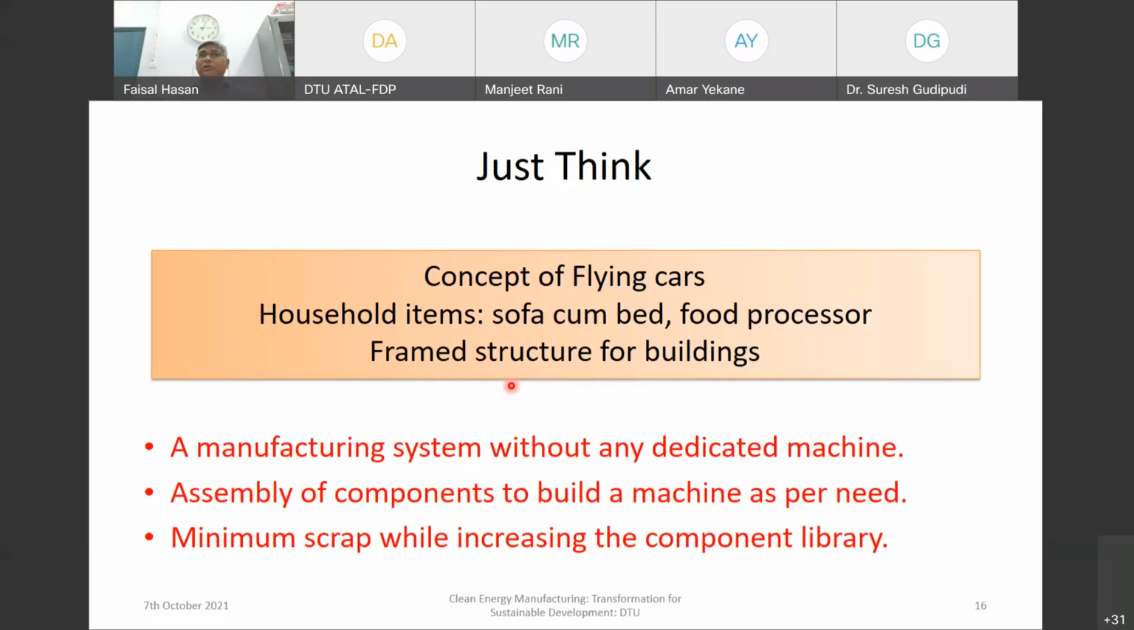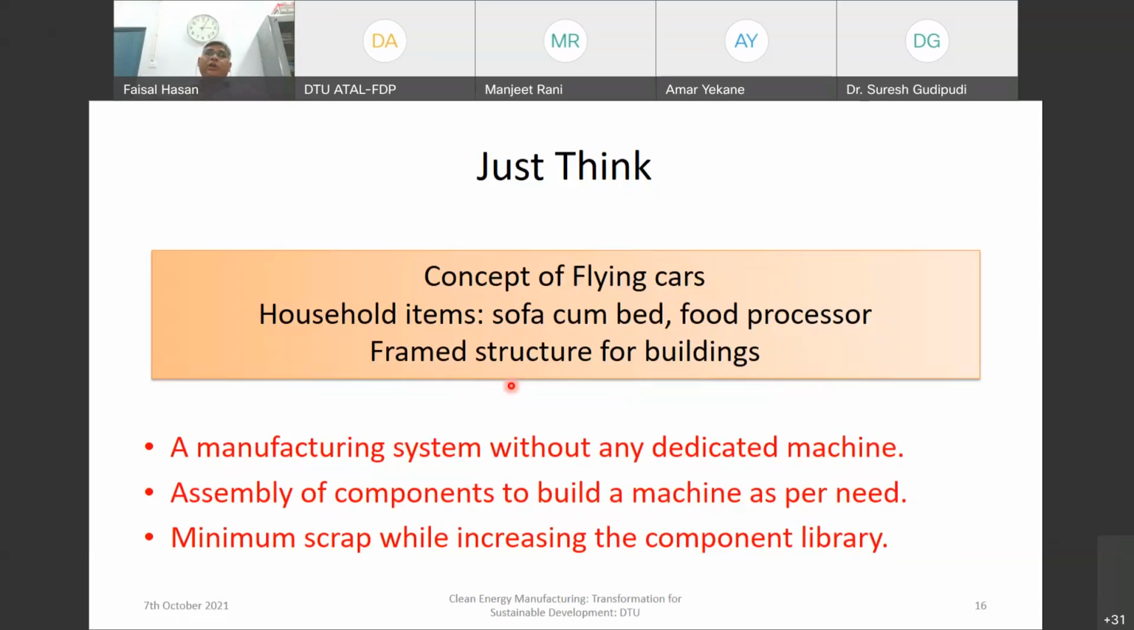Now, if we implement this thing, can we think of a manufacturing system without any dedicated machine? That means what we have today on our shop floor, that when we say I have a workshop, what one gets out of it is that you may have a drill machine, a lathe machine, a milling machine or some welding equipment like that. But can you think of a workshop where we don't have any dedicated machine? That means what do we have in that kind of system?